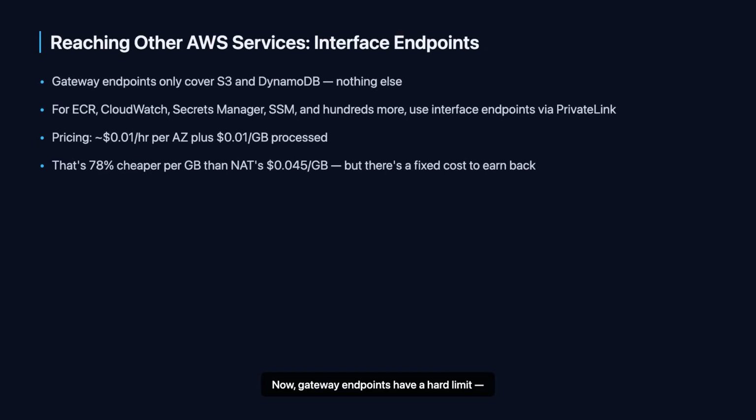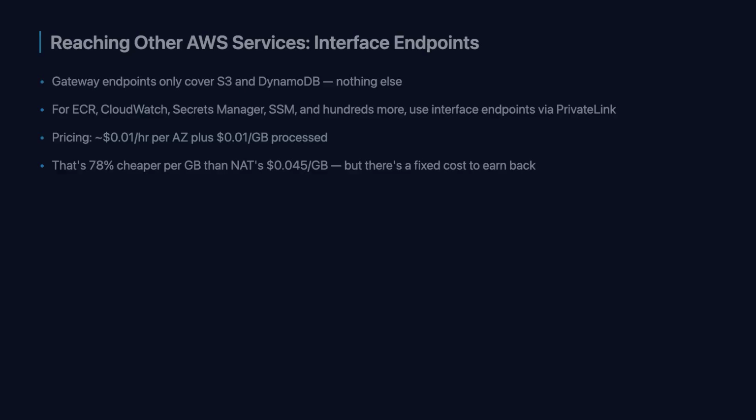Now, gateway endpoints have a hard limit. They only cover S3 and DynamoDB, nothing else. So how do you reach the other services privately and cheaply? For ECR, CloudWatch, Secrets Manager, SSM, and hundreds more, you use interface endpoints over PrivateLink. Those bill about a penny an hour per AZ plus a penny per gigabyte processed. That penny per gigabyte is 78% cheaper than NAT's 4.5 cents. But unlike a gateway endpoint, there's a fixed hourly cost you have to earn back.